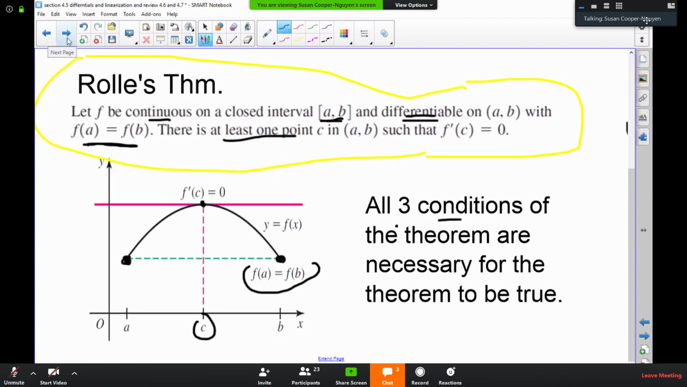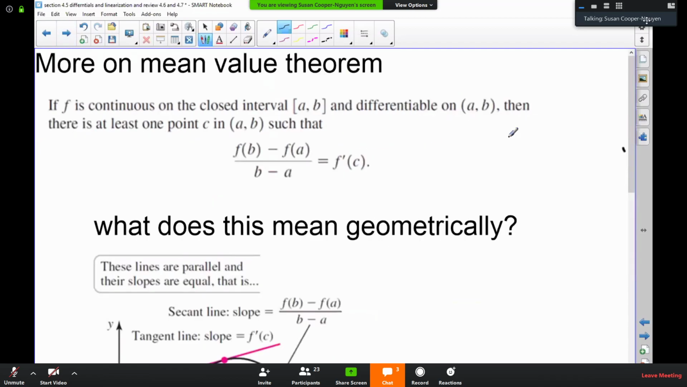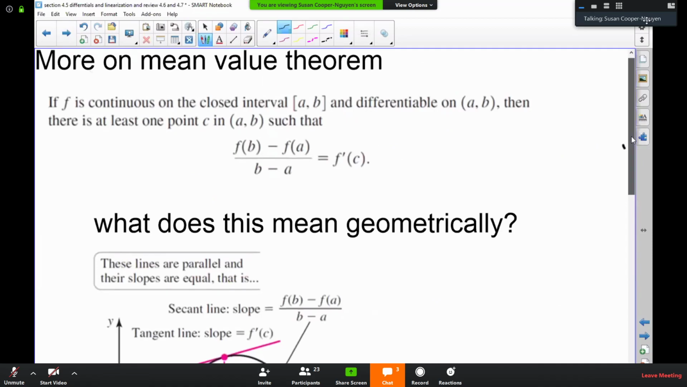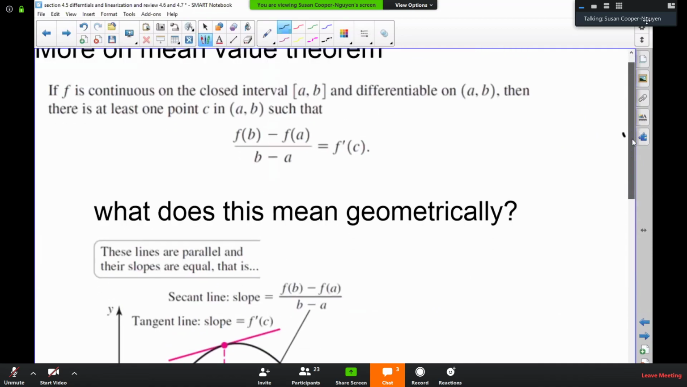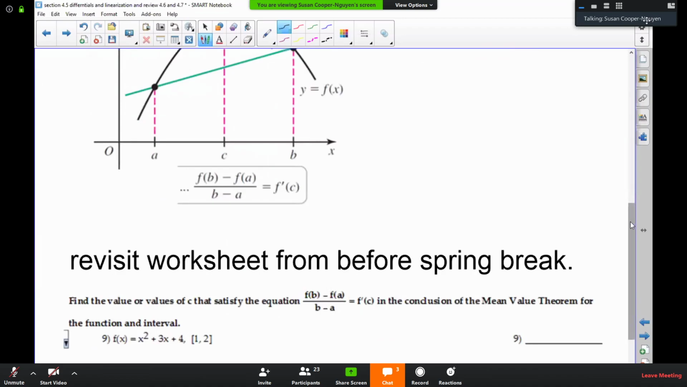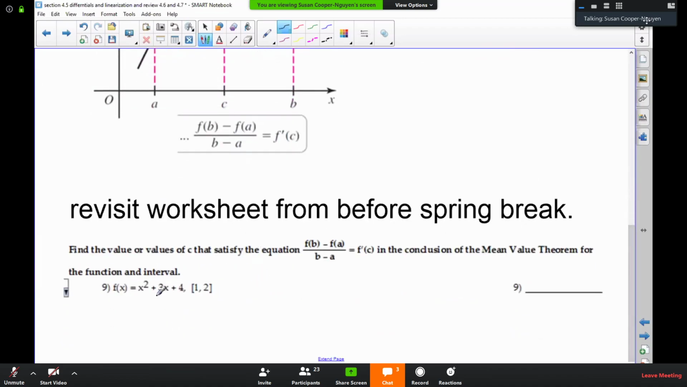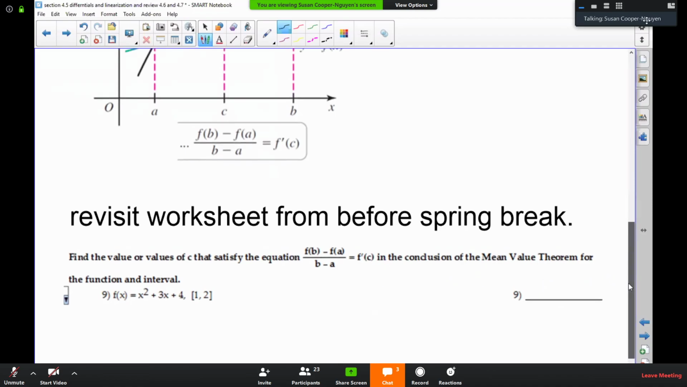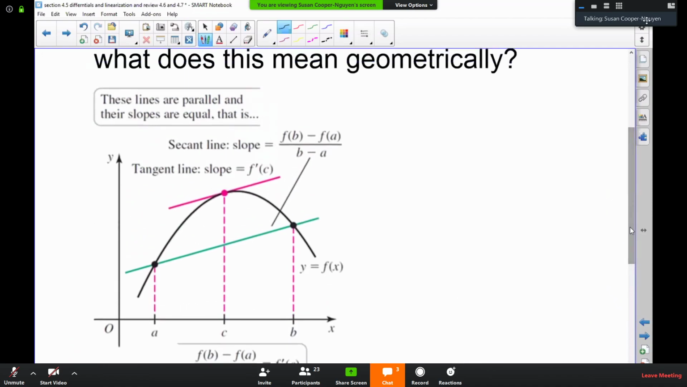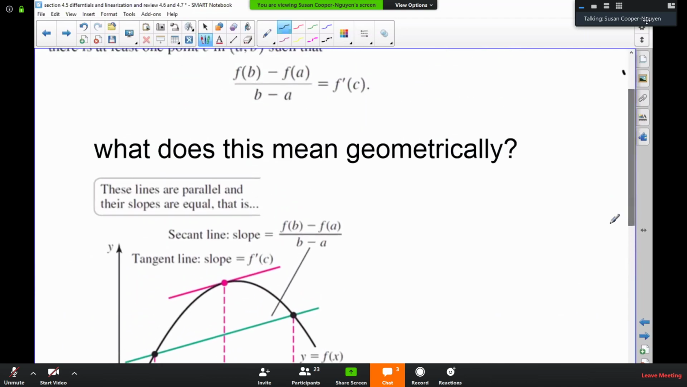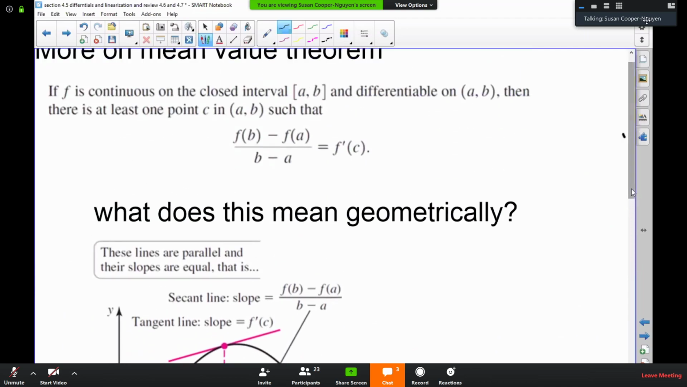I didn't know what the sub gave you, so I mainly wanted you to have Rolle's theorem in your notes. And then, like I said, I did notice some of you didn't have your work written down for this problem, so I snipped this back in. It was number 9. Find the value or values of C that satisfy this condition in the mean value theorem. Your answers were right, but I just wanted to snip in the actual mean value theorem and what it means geometrically, and I'm just going to speak through that.